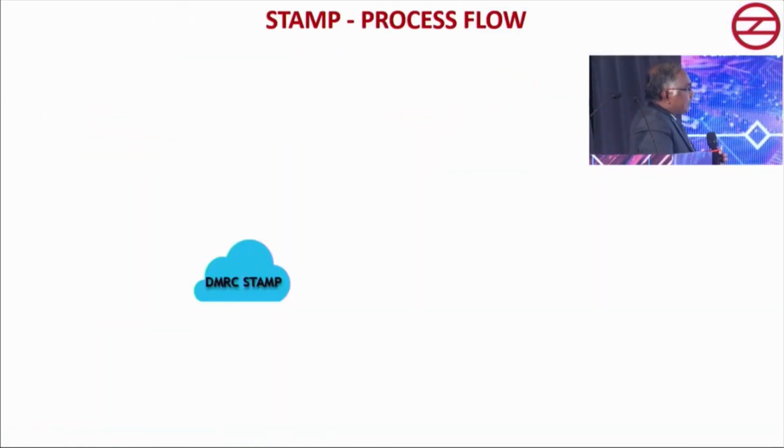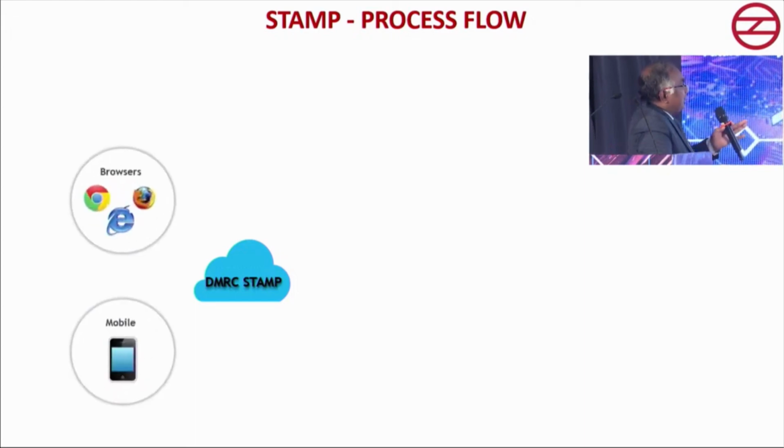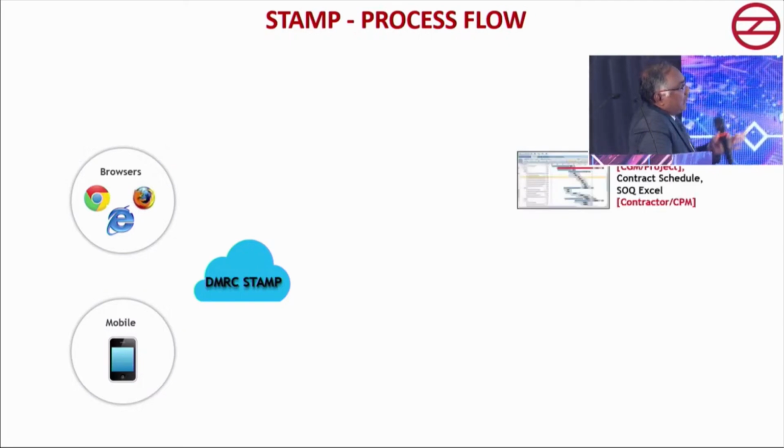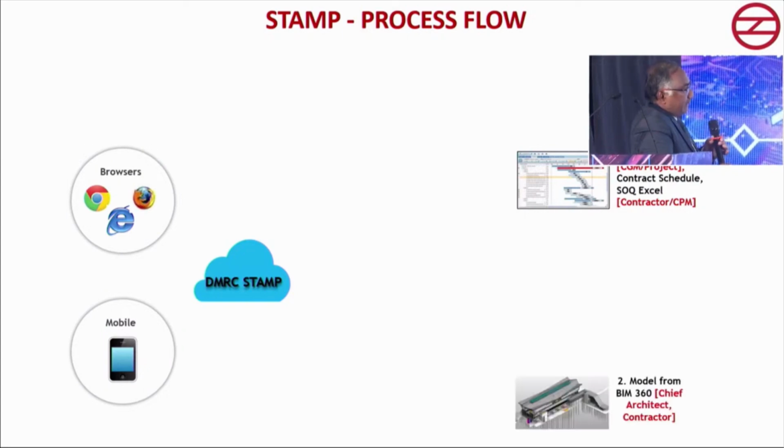So this is the process flow. Basically, it is a cloud-based platform, and it can be accessed on your mobile as well as in browsers. As we said, initially we created a master schedule corridor-wise. Then, as soon as the contract is awarded, every contractor gives contract-wise schedules. Initially the architectural models are prepared by the chief architect, and when they are given to the contractor, he prepares the structural BIM models.